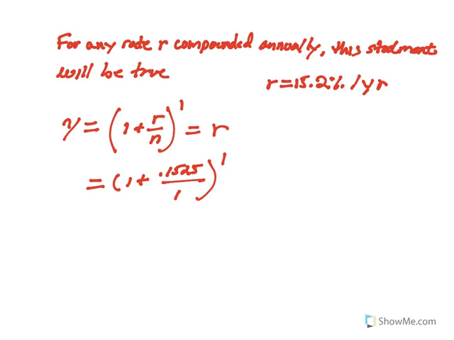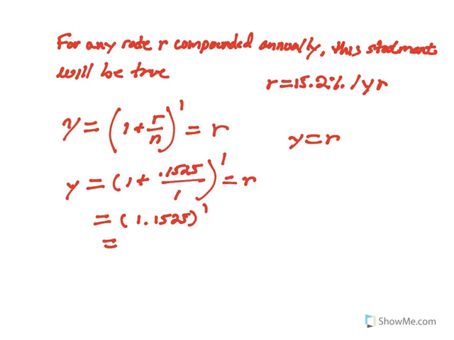So Y is going to equal that, which should equal R. The effective annual rate should equal the rate. The effective annual yield per year should equal the rate. So when you plug it all in, you're going to get 0.1525 divided by 1, which is just going to be that, 0.1525. And when you add it together, you're going to get 1.1525. You raise that to the first power.